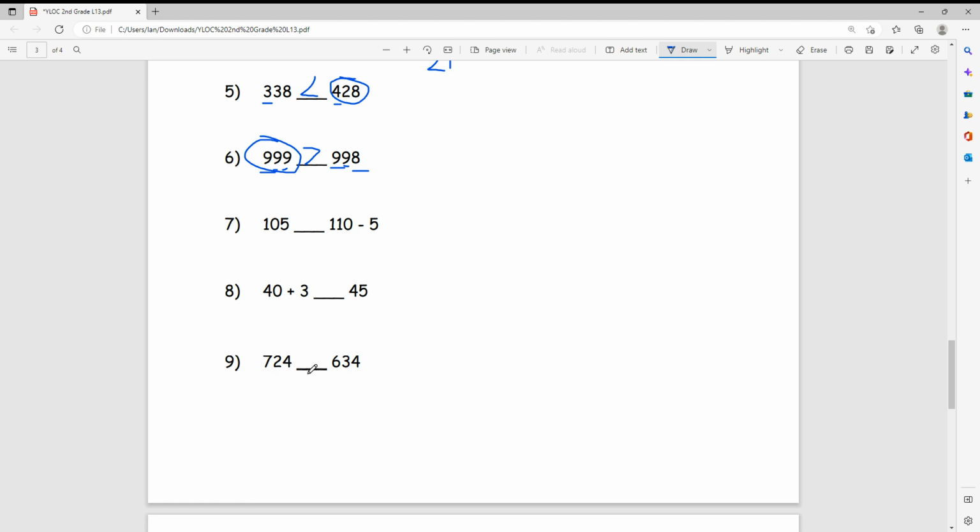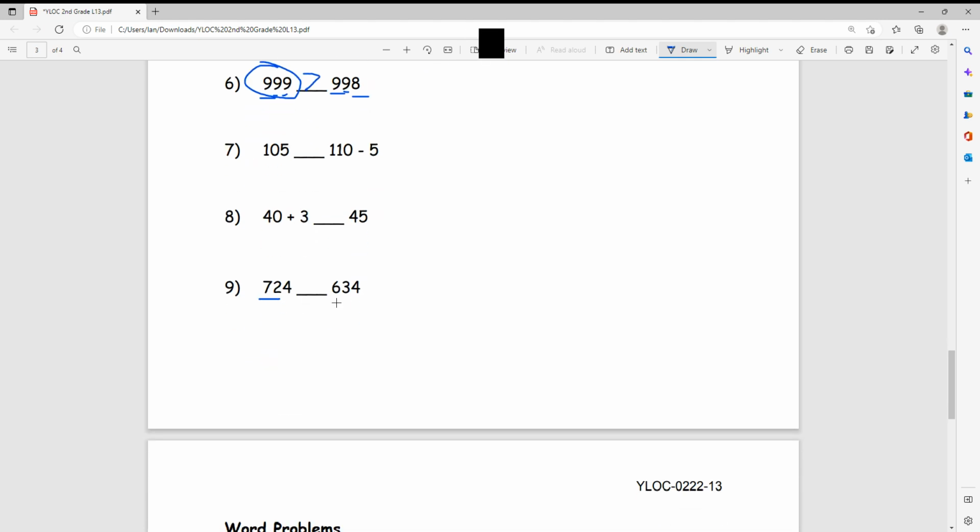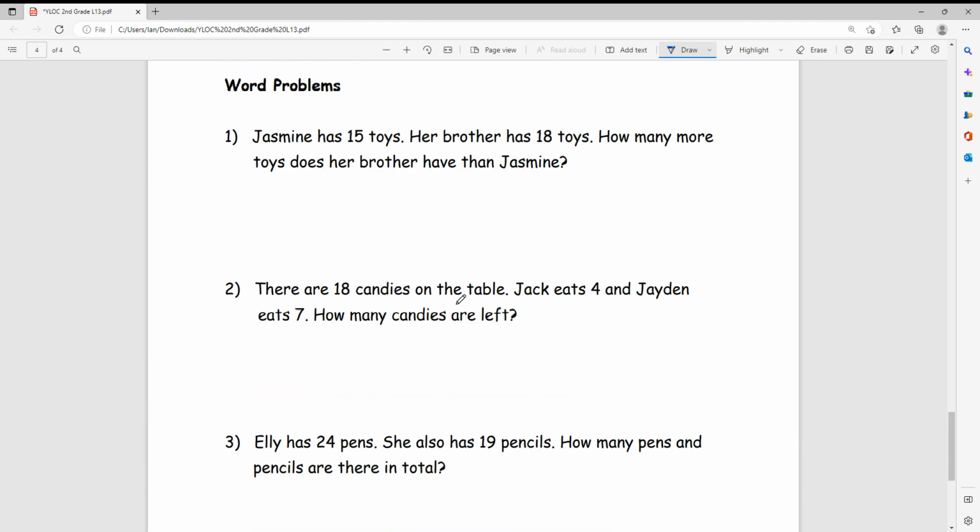Let's do number 9. Look at the hundreds. Oops, sorry. Look at the hundreds. And we know that this one, the left side, is bigger, so we write this sign.